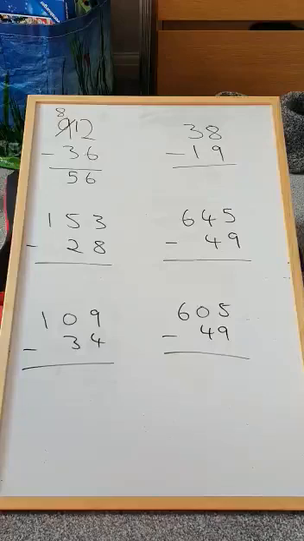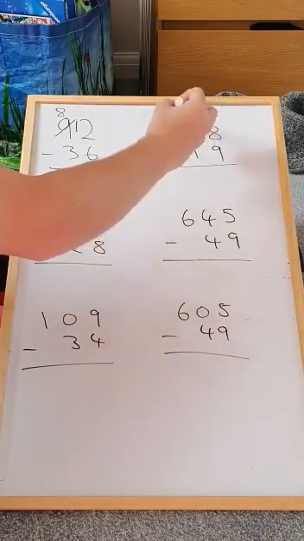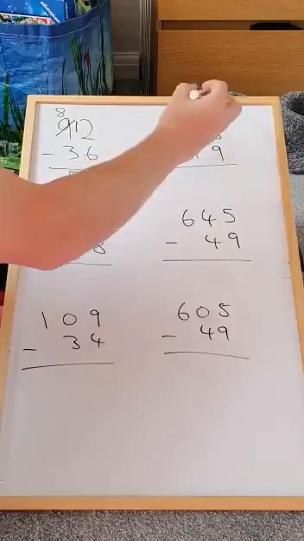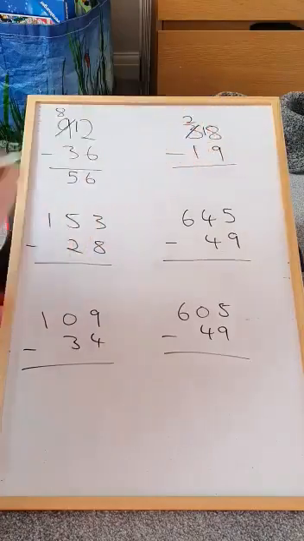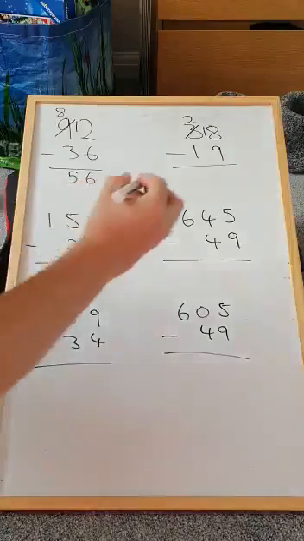We've got 38 take away 19. This is question 9 on challenge A. So the first sum we've got is 8 take away 9. We cannot do 8 take away 9, so we're going to need to borrow. So we borrow from our tens column, so the 3 becomes a 2, and then we put the 1 across. And this is what I was saying on the last video, the highest number we're going to take away from is 18. It's the highest number we can possibly get. So 18 take away 9 is 9.